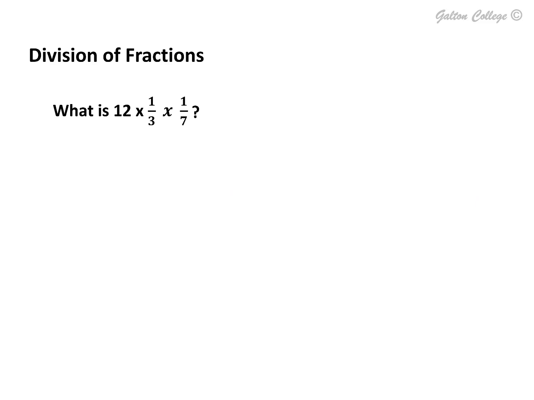Now, division of fractions. What is 12 multiplied by 1/3 multiplied by 1/7? It's not a division really, is it? So here it's another example of multiplication. Here we've got 12 multiplied by 1/3 multiplied by 1/7. Okay, so this time we could take these two together. So we got 1 times 1, which is this number over here.